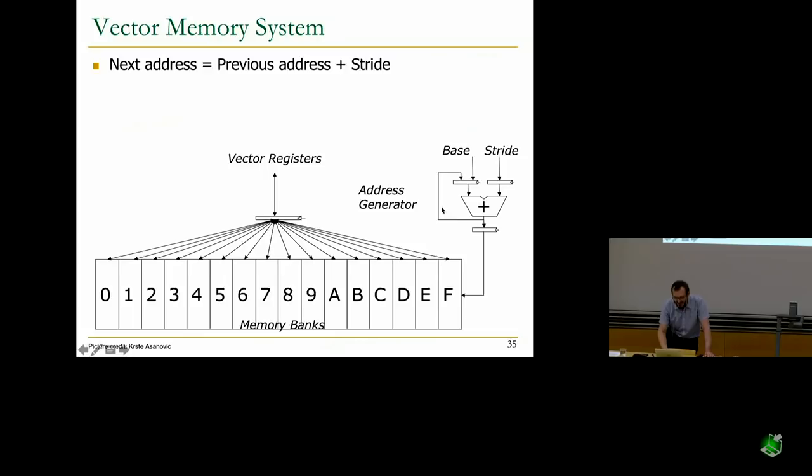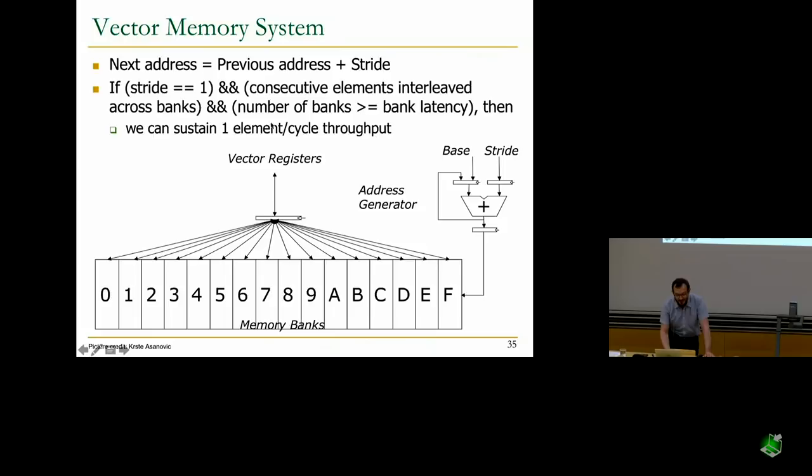Now, this is the condition under which you can sustain one element per cycle throughput. If the stride is equal to one, and consecutive elements are interleaved across the banks, and the number of banks is greater than or equal to the bank latency. So we didn't discuss this before, but this is really important.